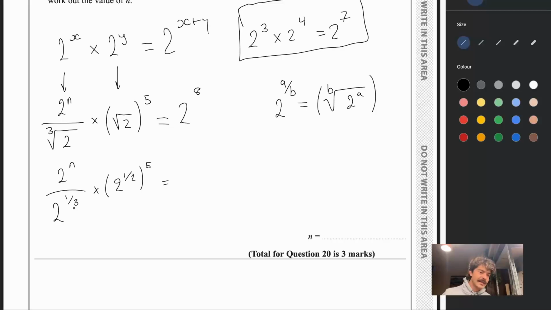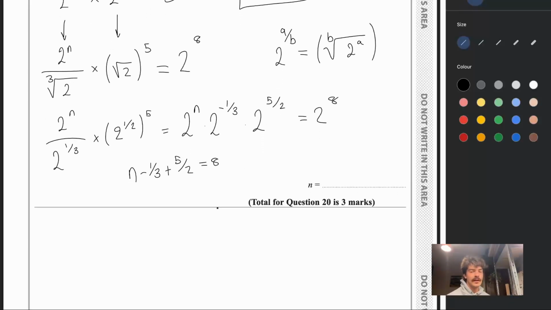Next step is actually realizing that anything on a denominator is the same as a negative power. So we can say that we've got 2 to the n multiplied by 2 to the minus 1/3 multiplied by, power inside a bracket multiplied by power on the outside gives you 2 to the 5 over 2. Excellent. We want this all to be equal to 2 to the 8. You'll remember that when you're multiplying your bases, your indices just add. So now we've essentially created an equation that says n minus 1/3 plus 5 over 2 is equal to 8.